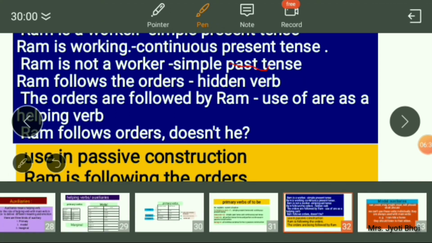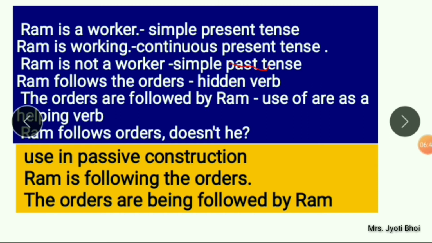See now, Ram follows the orders. Here a hidden verb is there. What do we mean by hidden verb? If I change this sentence into passive construction, the orders are followed by Ram. I can't change the tense form of the sentence. I only change the object form of the sentence, and I have to take are as a helping verb in this sentence to save my tense form. Okay. Then, Ram follows orders, doesn't he? Do, does, and did are action verbs. These also come as hidden verbs in this sentence.